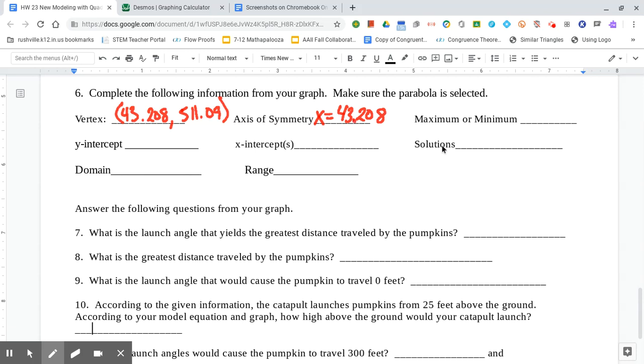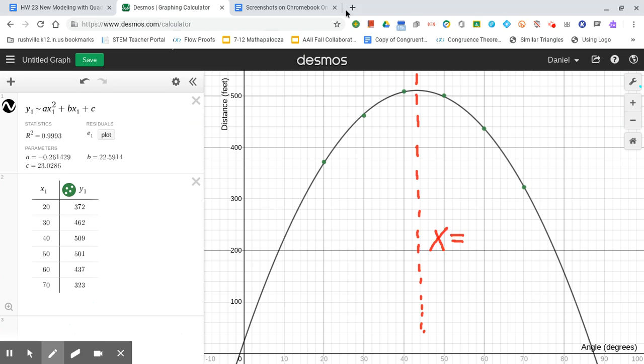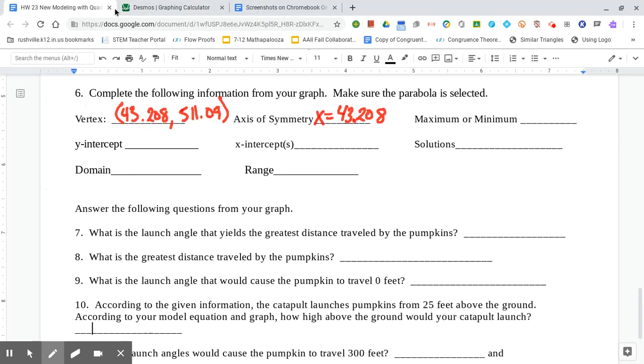Okay. And then we could talk about, does this graph have a minimum or maximum? Because it has a highest point. The vertex is the highest point on this parabola. That would be a maximum. And again, the maximum is how high up the graph goes, which is a y value. So our maximum is the y value of the vertex, 511.09.